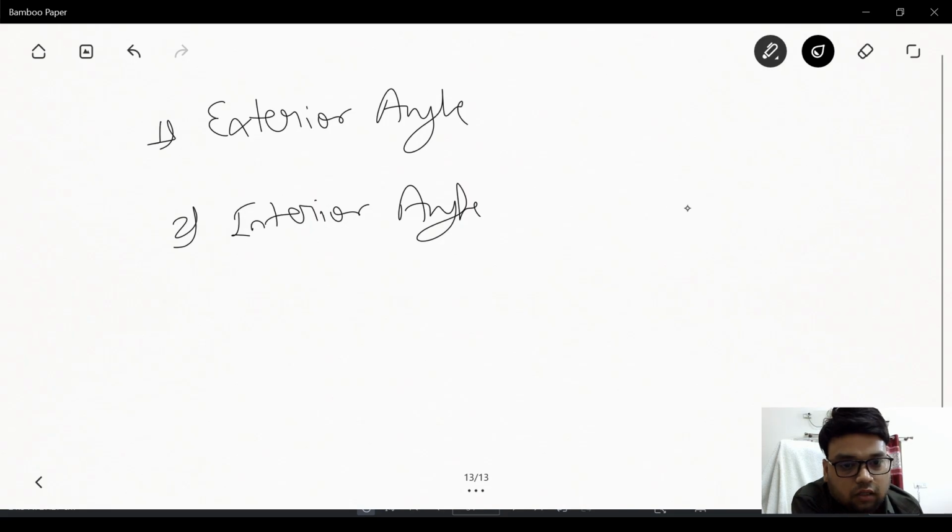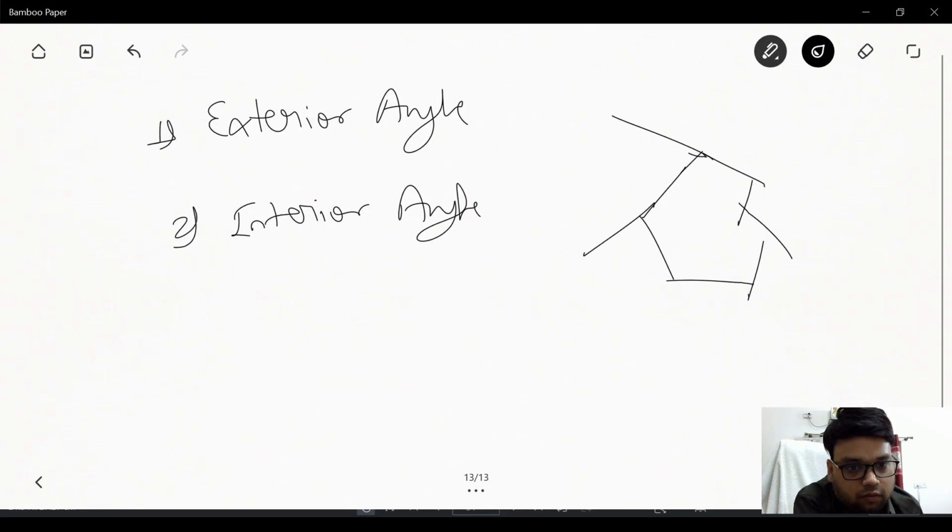To understand this, I am giving you an example. I am giving it by a figure. Look here. Just like this one is your figure.